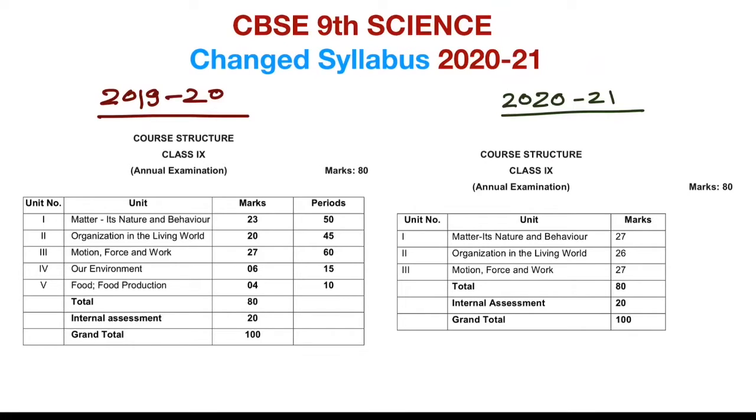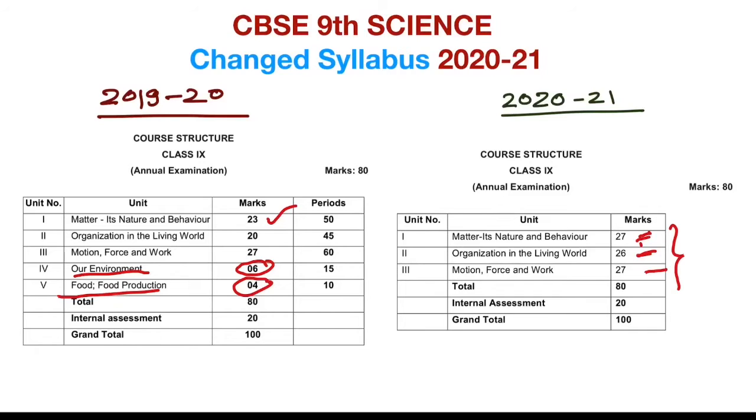Whatever they have removed, unit number 4 and unit number 5, these marks, the 6 marks here and 4 marks here, are redistributed between these three. If you see the marks in unit 1 related chapters, there were 23, now it's 27. Similarly, they have increased unit 2, which is related to organization in living world, by 6 marks. There is no change in the third portion, which is related to physics. So whatever they have removed, they have redistributed those marks between chemistry and biology chapters.